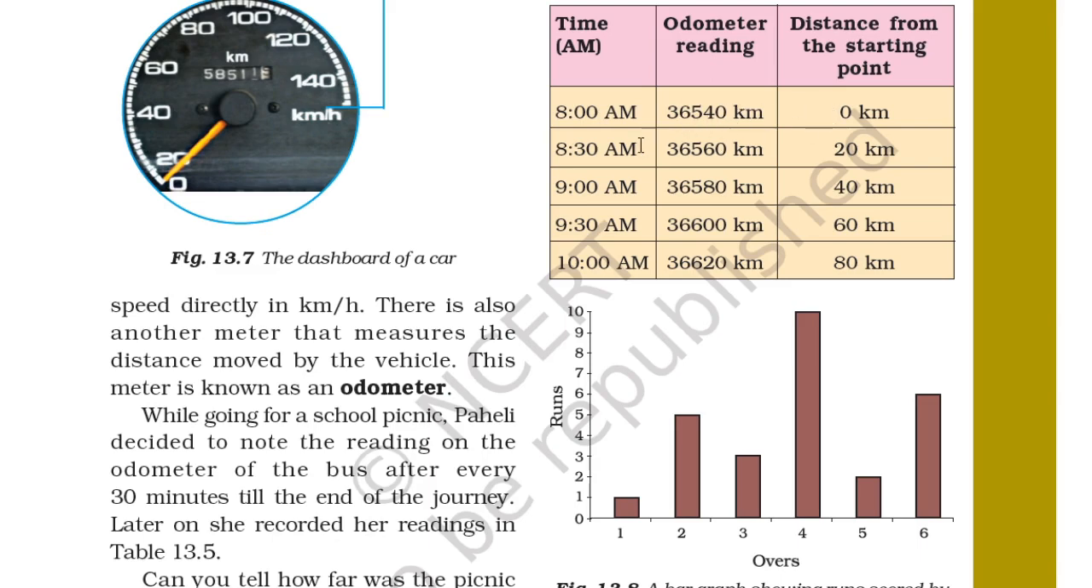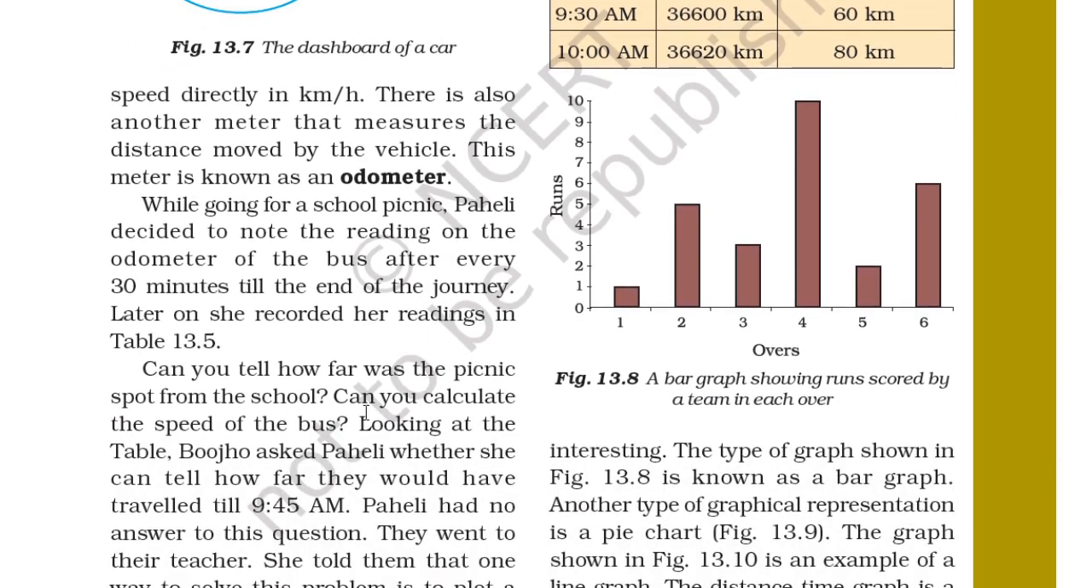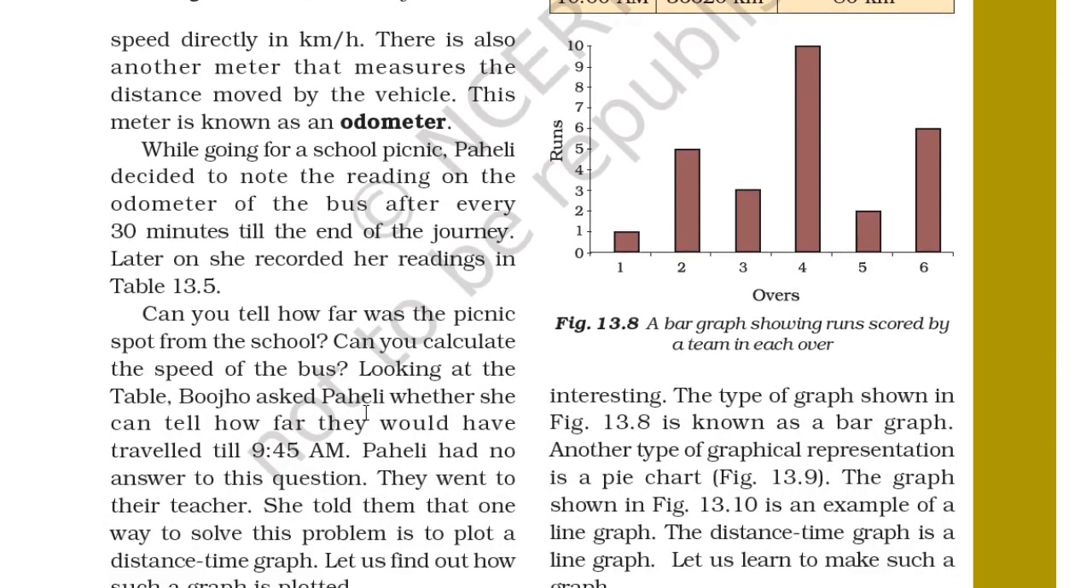At 8:30 the bus covered 20 kilometer more. So here the distance from the starting point is 20. Here 20 is increased. At 9 am more 20, at 9:30 more 20 is added. And similarly at 10 am the reading became 36,620 kilometer and the distance covered was 80 kilometers. Can you tell how far was the picnic spot from the school? So you have seen it was 80 kilometer away. Can you calculate the speed of the bus looking at the table?